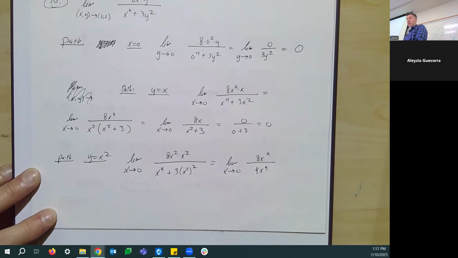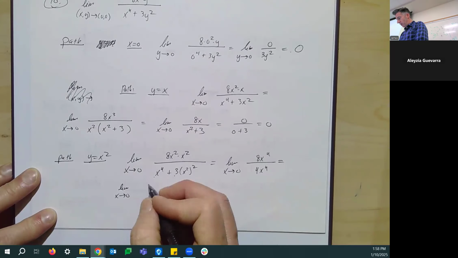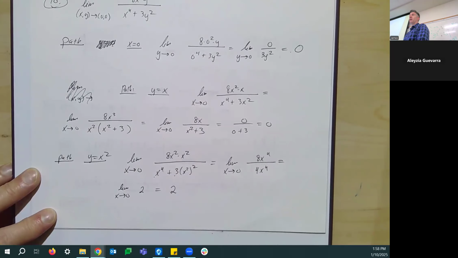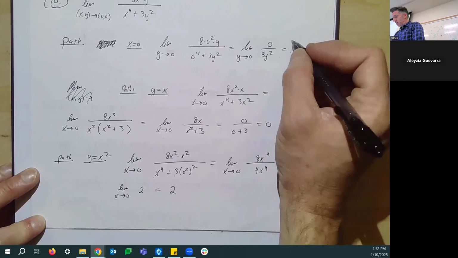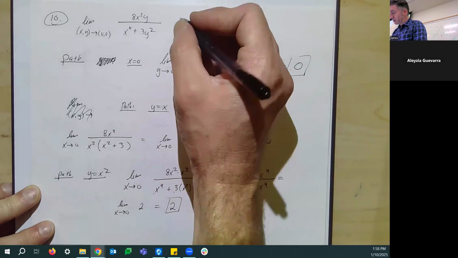The x to the 4ths cancel, and you're getting the limit as x approaches 0 of 8 over 4, which is 2, and the limit of a constant is the constant. And then, since this is 0 and this is 2, it means the overall limit does not exist.